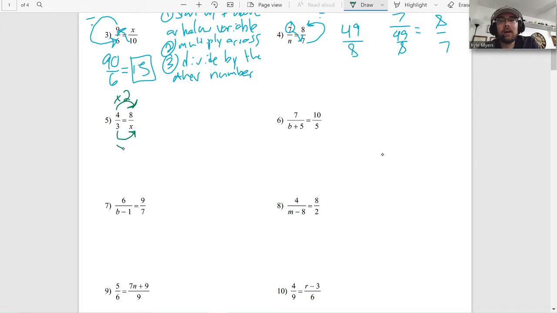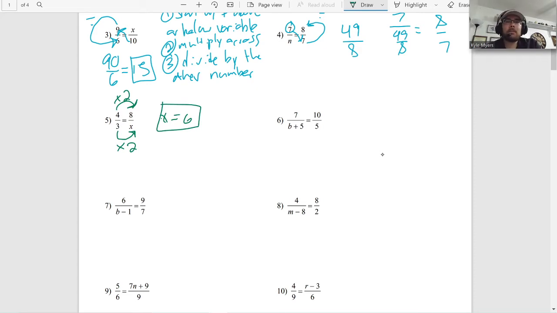Now this only works for timesing. So 4 plus 4 is also 8, but I wouldn't say 3 plus 4 is the answer. So plus and minus are out of the question. Only timesing. You can also do dividing, since dividing is basically just multiplying by the reciprocal. So multiplying or dividing works. Adding and subtracting, not so much. So I can times by 2 to get from 4 to 8, which means 3 times 2 must be the answer. So x is 6.